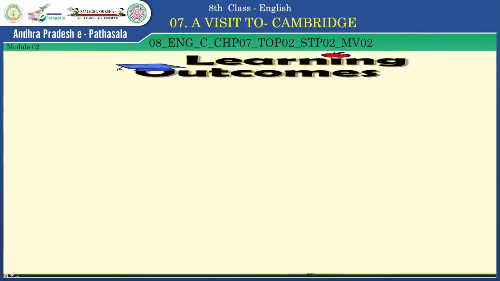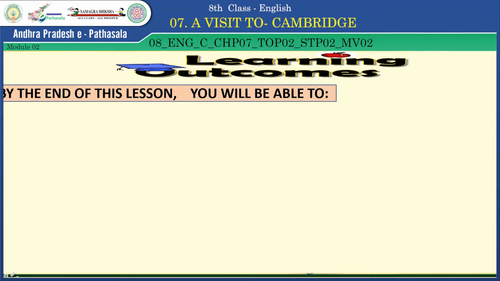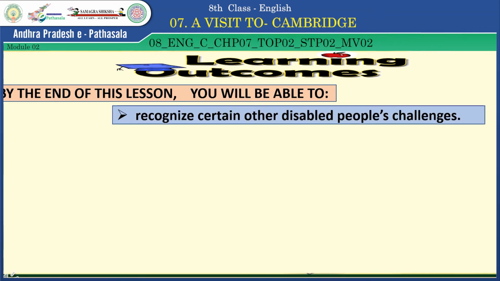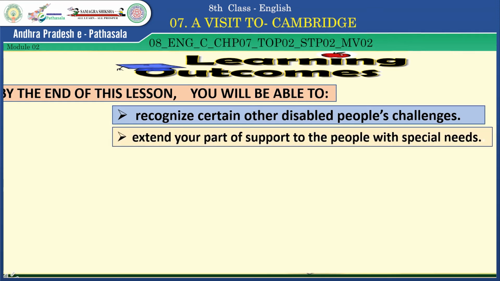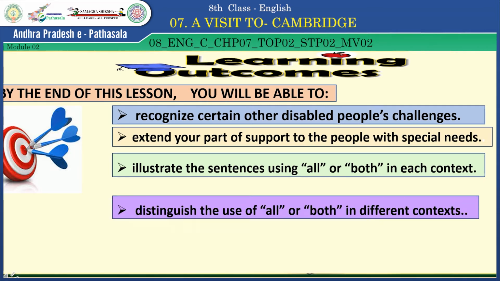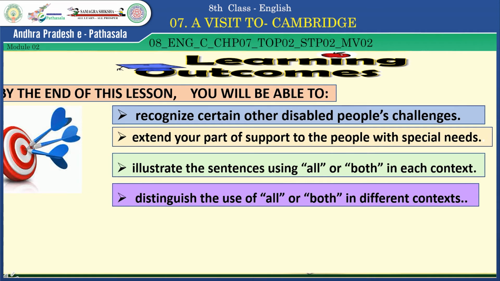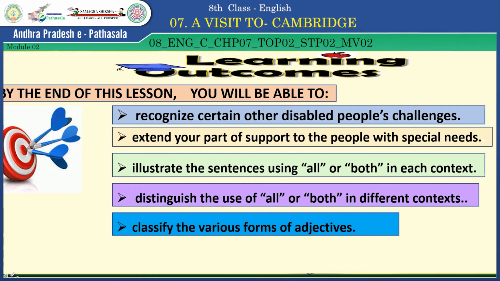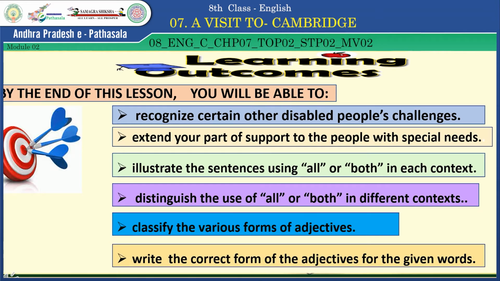By the end of this lesson, you will be able to recognize certain other disabled people's challenges, extend your part of support to the people with special needs, illustrate the sentences using all or both in each context, distinguish the use of all or both in different contexts, classify the various forms of adjectives, and also be able to write the correct form of the adjectives for the given words. Children, now let's begin the next part of the text.